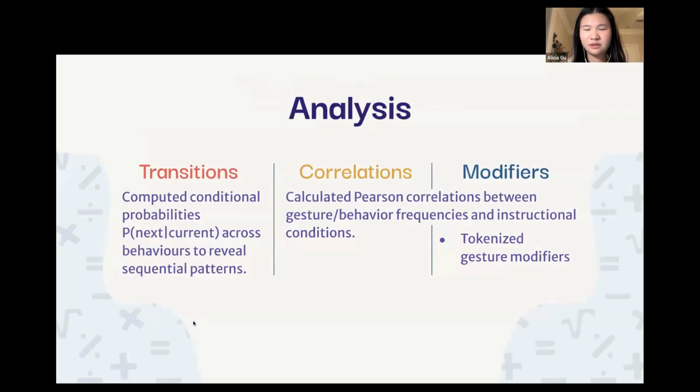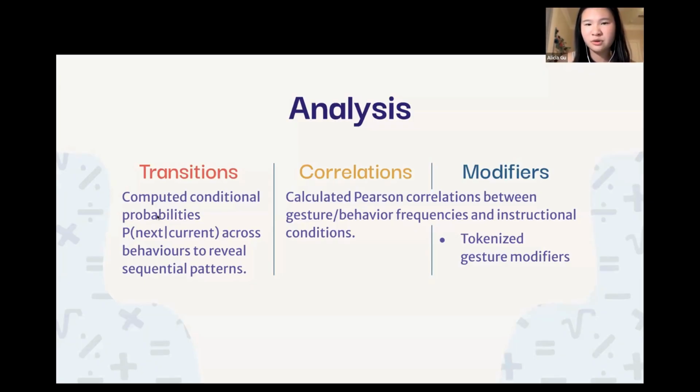And yeah, I think. So to do our analysis here, we looked at three different approaches. So the first one, we're looking at the transitions in between our different gestures and behaviors. So here we made a bunch of transition probability matrices to determine the likelihood of a gesture coming after a previous gesture. So we just computed conditional probability. So the probability of something happening given that this gesture is happening, right? And then the next one we're looking at is correlation analysis.